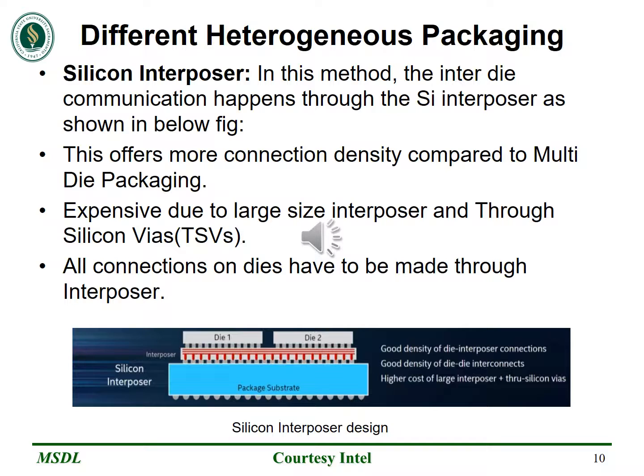And as I said earlier, all the connections on the dies have to be made through the interposer. So here we can see the higher cost of a large interposer plus through silicon vias. And it also has a good density of die interposer connections and good density of die to die connections.